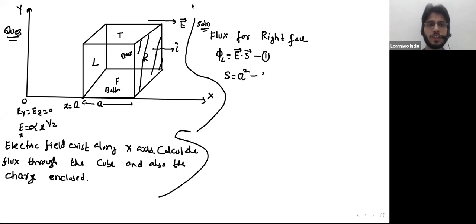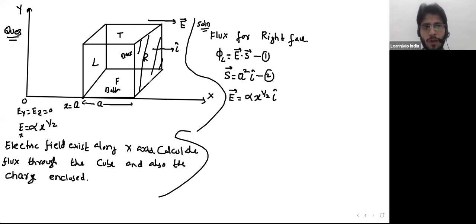And what is the direction of this face? It's along the positive x-axis. So I can write this area vector as A square I cap. That's the second equation. Now I need the field. The field is given as alpha x to the power half, and this field is along the x-axis. That's why I'm using I cap here.